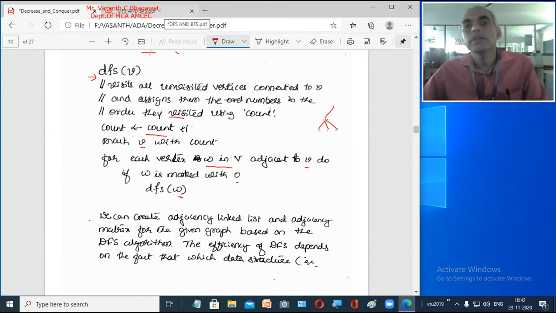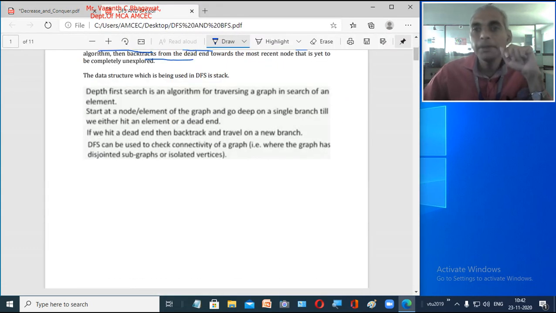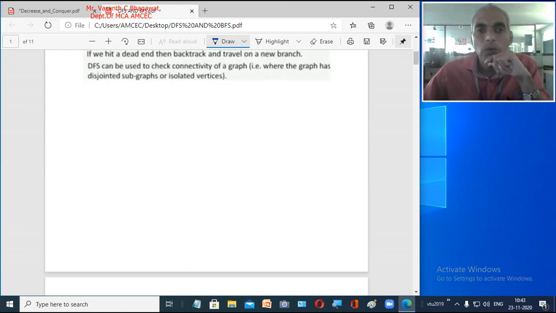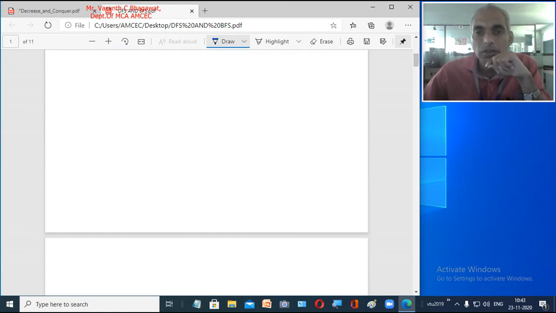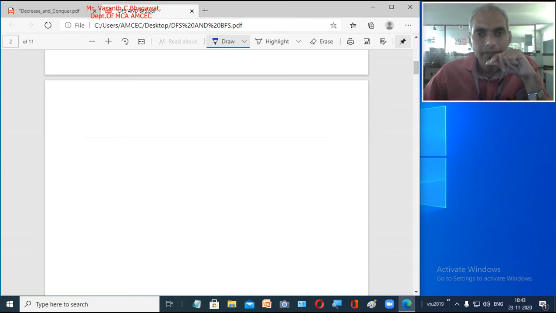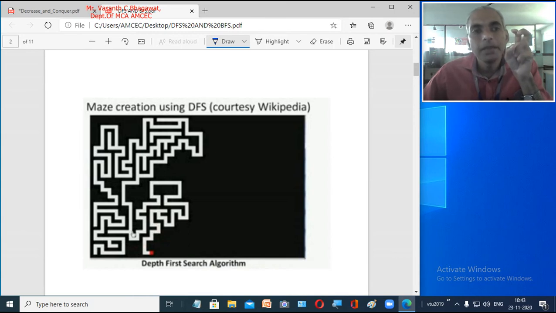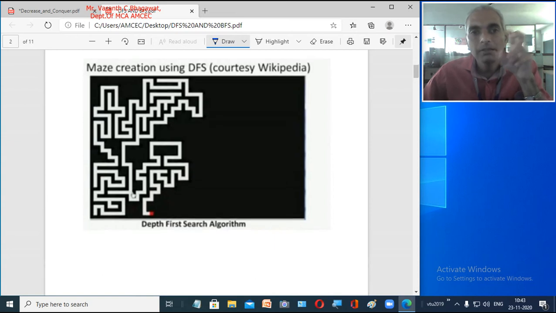So this is what the DFS algorithm is telling us. Now let us take another example and see how we are going to trace or implement this particular DFS algorithm. Let us take another graph. One of the applications is, say, a maze. Mazes are created by using the DFS algorithm. It is available on Wikipedia, and you can look into this particular thing.